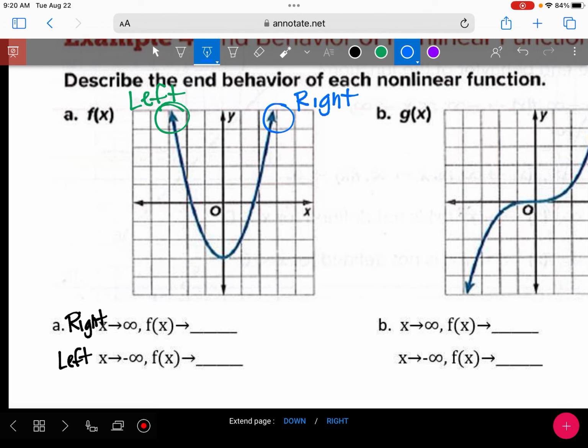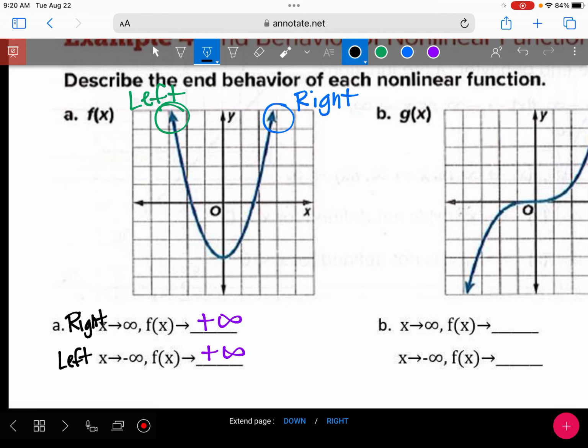What is my arrow doing? On this one, they're doing the same thing. What is the end of the graph doing on the left side? Is it going up or down? Up. And on the right side, it's also going up. So our end behavior for both, we're going to write positive infinity.